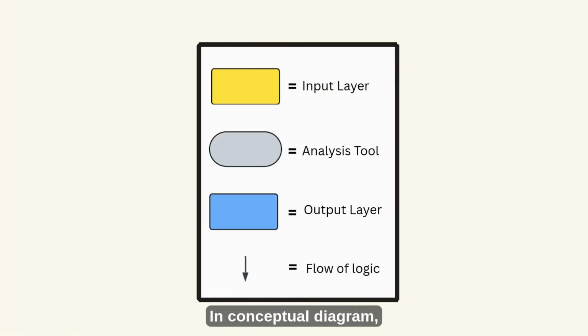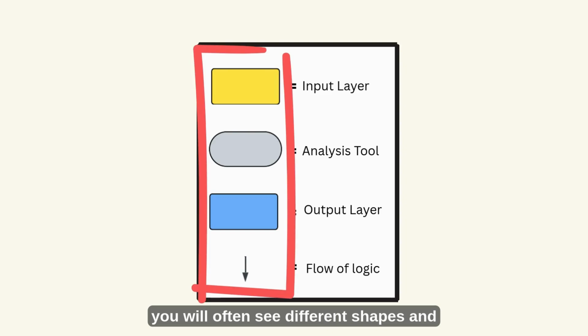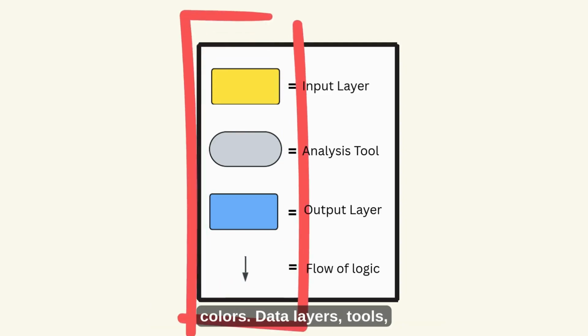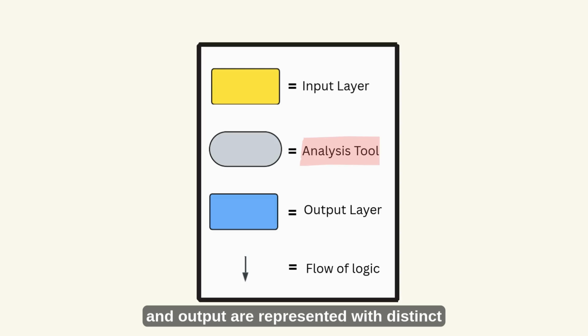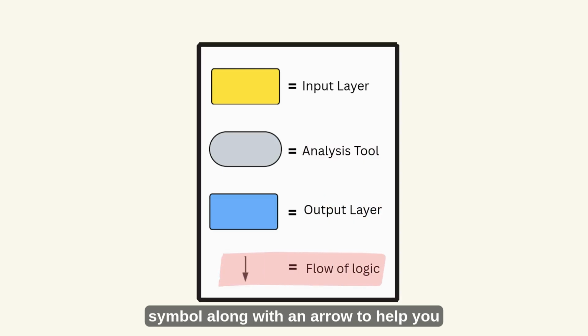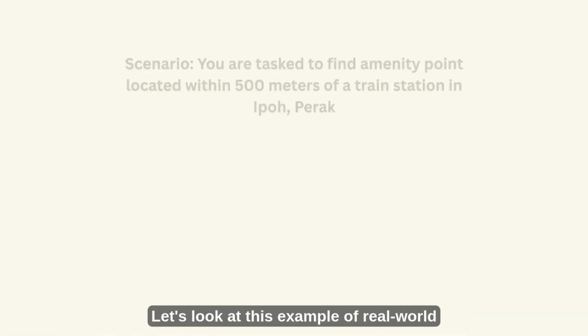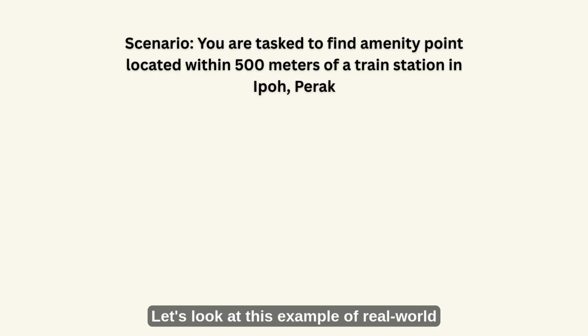In conceptual diagram, you will often see different shapes and colors. Data layers, tools, and output are represented with distinct symbols along with an arrow to help you follow the analysis logic clearly. Let's look at this example of real-world situation.